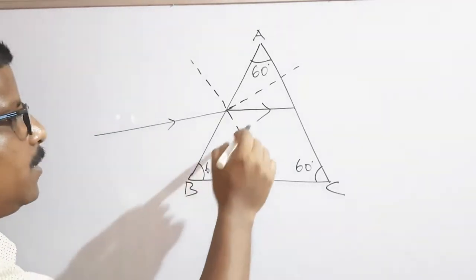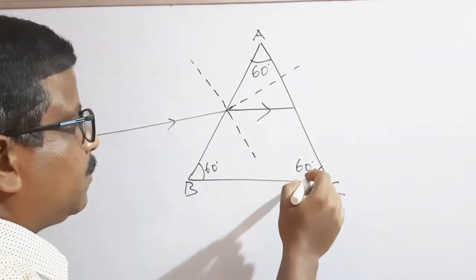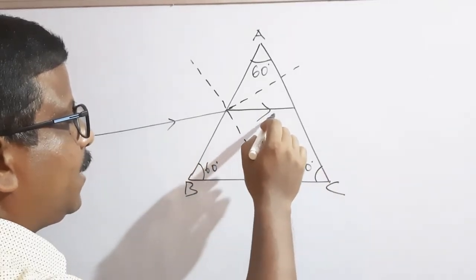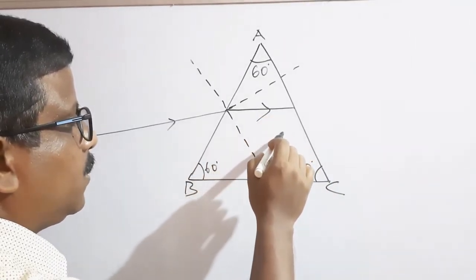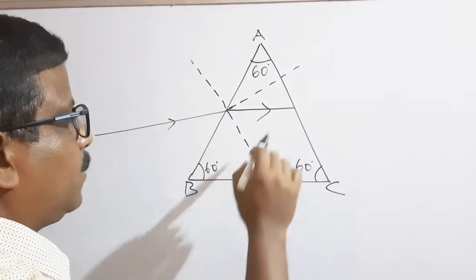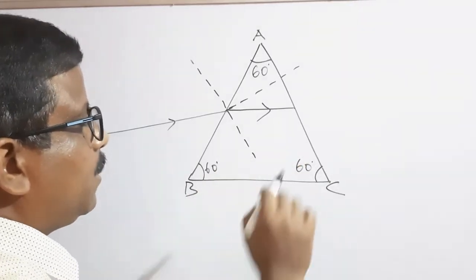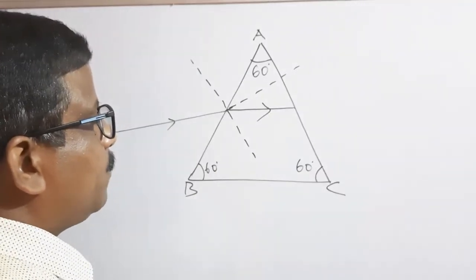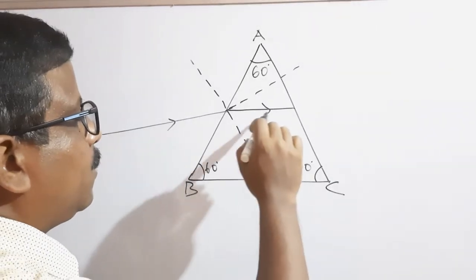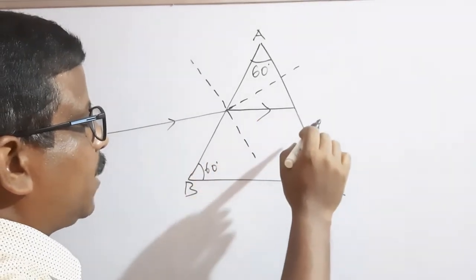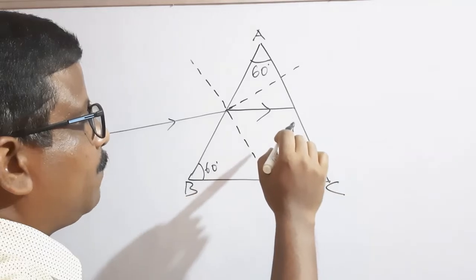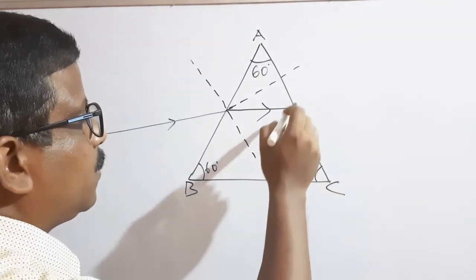Now this is another refracting surface. Here the ray of light is going from glass to air. Glass is the denser medium and air is the rarer medium. When the ray of light travels from denser to rarer medium, what will happen? It will bend away from the normal.